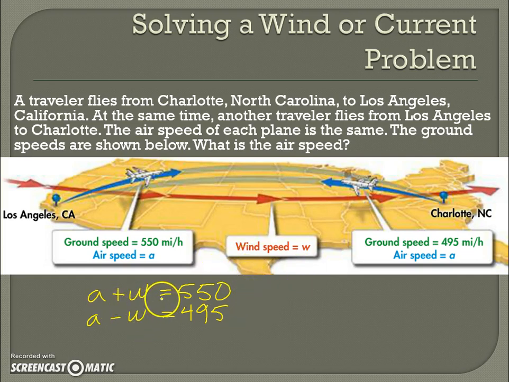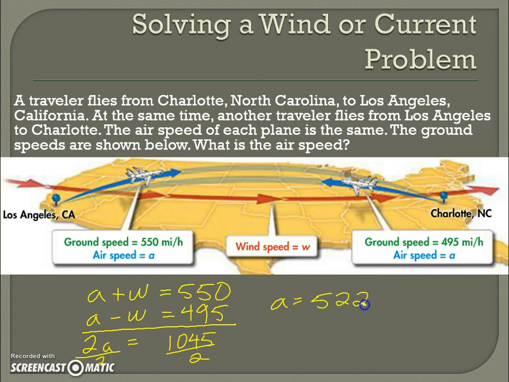So here are my two equations. So this is Los Angeles to Charlotte. This is Charlotte to Los Angeles. Notice it sets up very nicely for elimination. I could add straight down and it eliminates these W's. So I have 2A equals, add these two things together, 1045. Double check that. Yeah. And then I would divide both sides by 2. And I get an airspeed of 522.5 miles per hour. That is how fast the airplane is actually traveling.